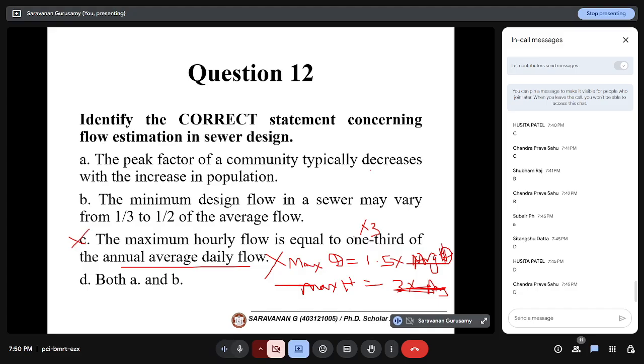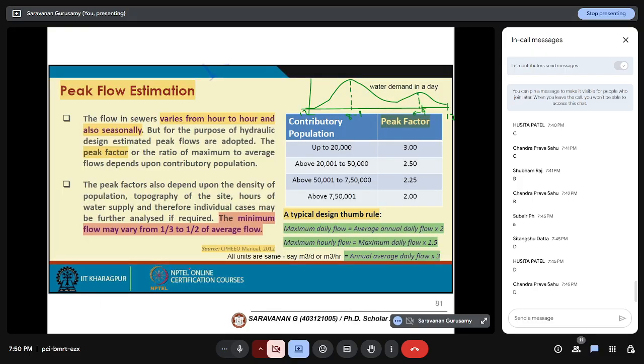Peak factor of a community decreases with the increase in the population is correct. Minimum design flow is 1/3 to 1/2. That is also correct. So both A and B is correct. So see here, the minimum flow may vary from 1/3 to 1/2 of the average flow, and the peak factor decreases with increase in the population, and the maximum hourly flow is 3 times of the average daily flow, not 1/3. So please remember this formula, that will be helpful. So in water supply also we have to know.